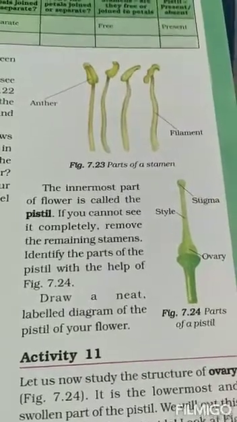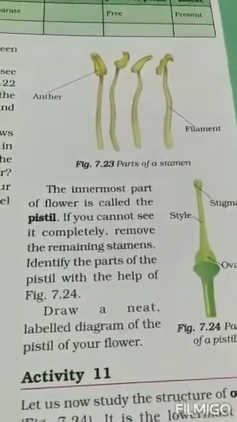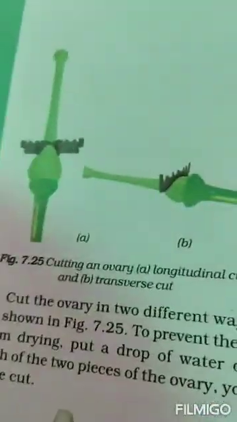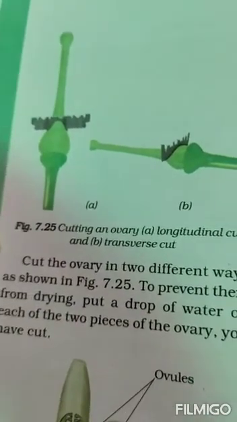So dear children, these things will be more clear to you if you dissect the flowers yourself. Take some flowers, take out their parts and dissect them as shown in your figure number 7.25 on page number 62 in your NCERT books.